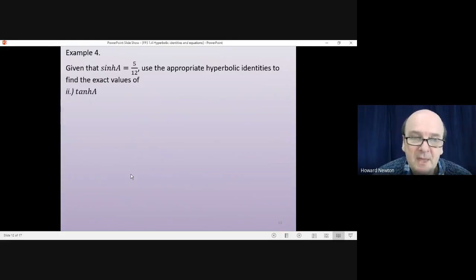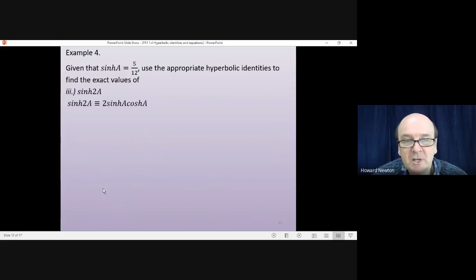Now the second one, tanh a. It's easy to forget this, but the easiest way to do it is just to remember that tanh a is sinh a over cosh a. Sinh a we know from the question, cosh a we just worked out in the previous question. Substituting both of those in gives us 5 over 12 over 13 over 12, which gives us 5 over 13 for tanh a. Sinh 2a, well, using the double angle formula for sinh, gives us sinh 2a is 2 sinh a cosh a. We know both of these things. We can substitute both of them in. That gives us 2 times 5 over 12 times 13 over 12, which simplifies to 65 over 72.